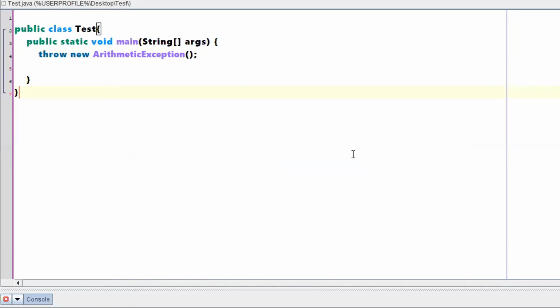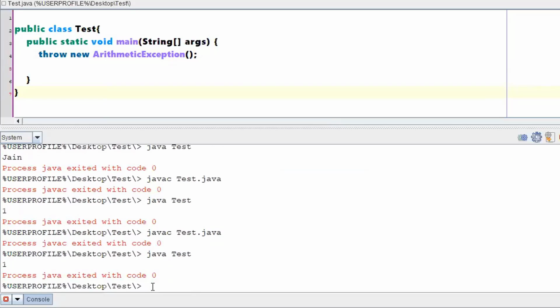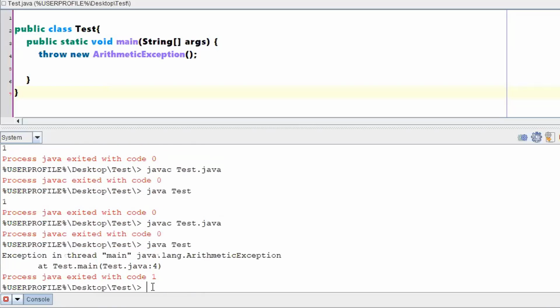Shall we run the program? What will it do? What's the output? Exception in thread, java.lang.ArithmeticException. Did we perform any divide by zero operation there? No, right? We directly called that particular exception class. We directly created an object and threw it.